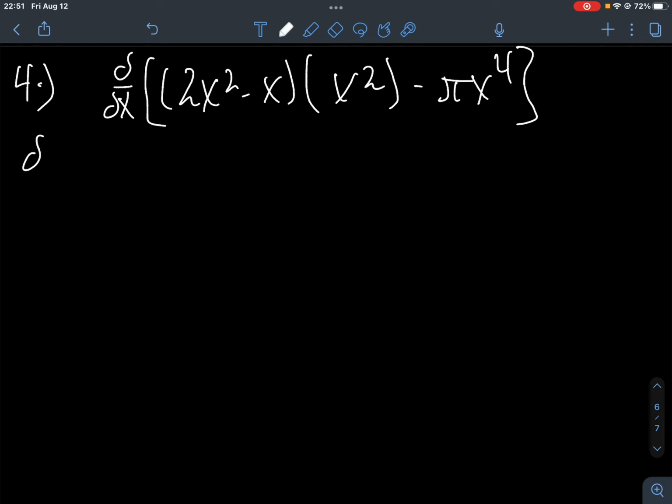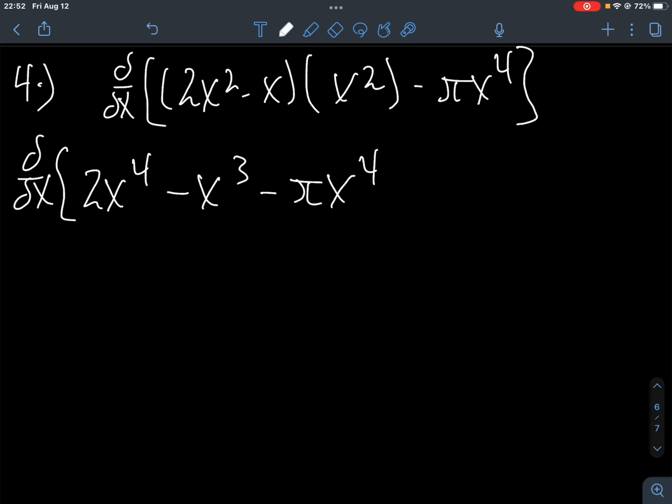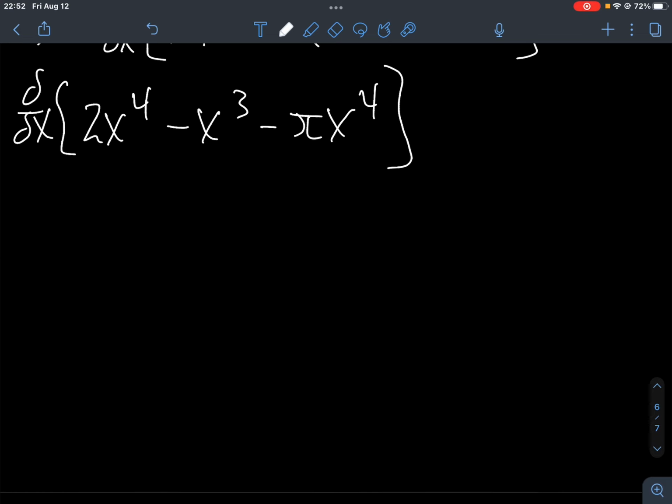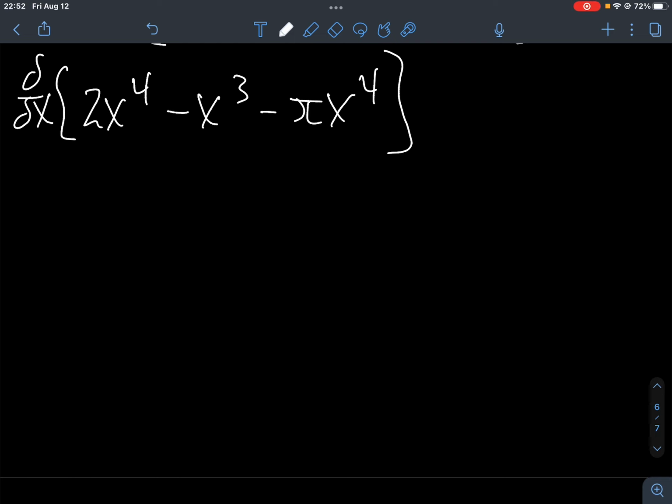Well, we can do some simplifying, because we can see right here that we have a product, and we can just multiply that together. So for the first one, we're just going to FOIL all that out. So we're going to get 2x to the 4th minus x cubed minus pi x to the 4th. Okay. So now what we can do is just take the derivative.